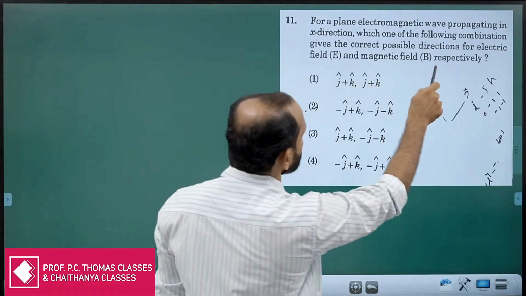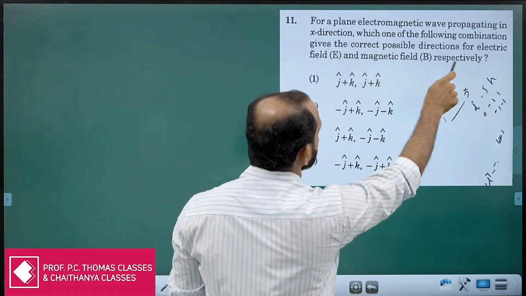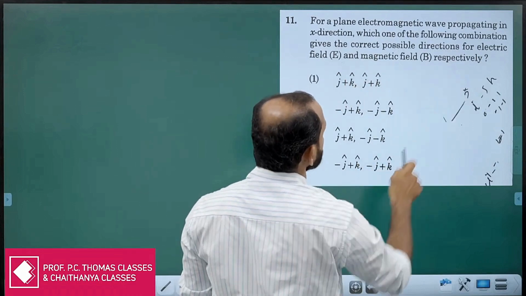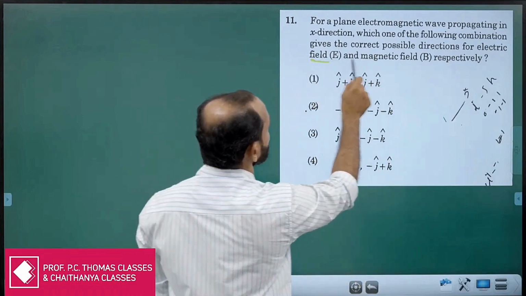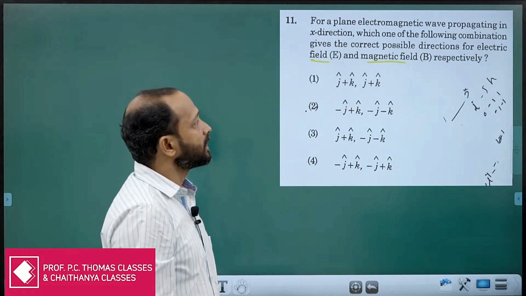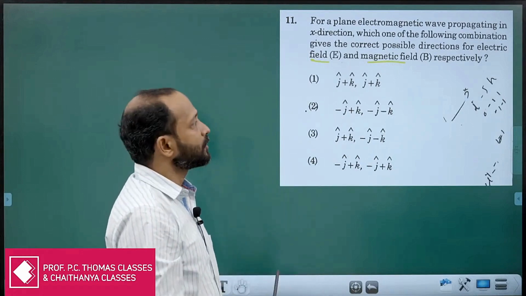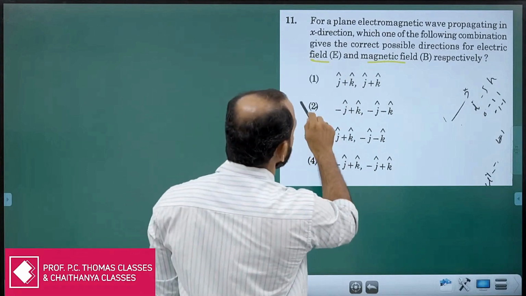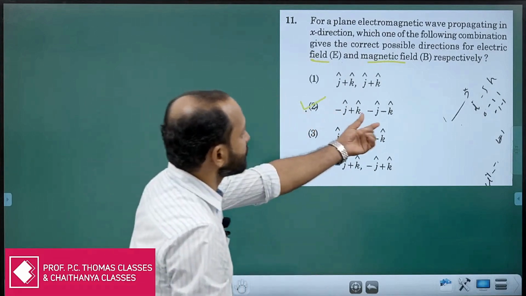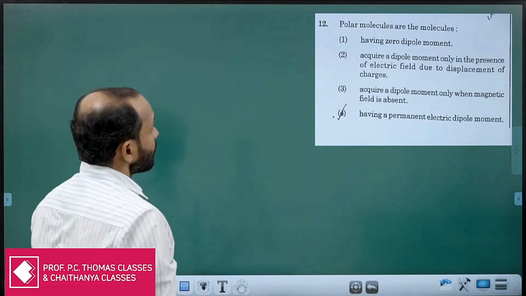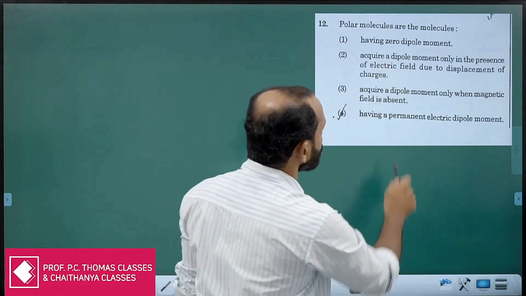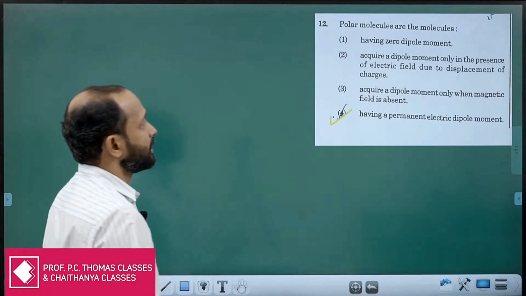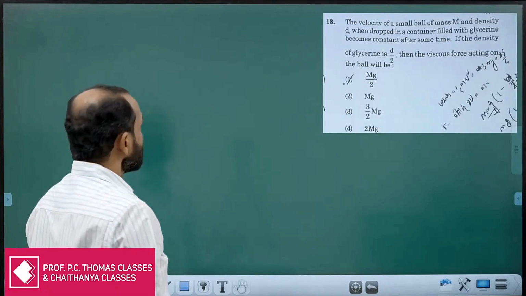For a plane electromagnetic wave in x direction, which one of the following combinations gives correct possible directions for electric field and magnetic field? In a transverse electromagnetic wave, electric field is perpendicular to magnetic field. That's why their dot product should be 0. Only in the second option is the dot product 0. So very simple. 12th one. Polar molecules are those molecules having permanent electric dipole moment. It's a very direct question.